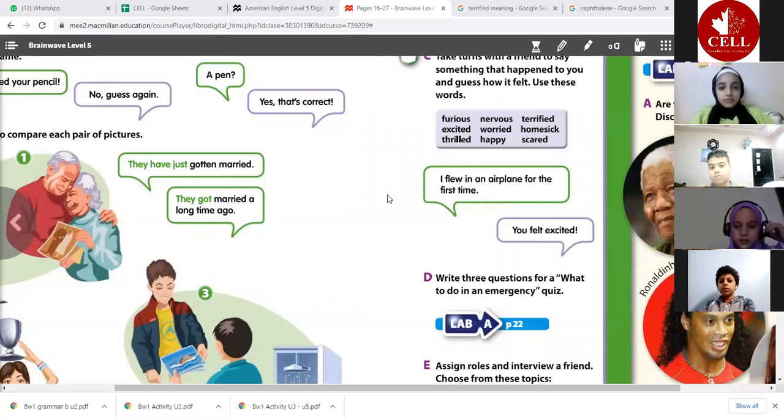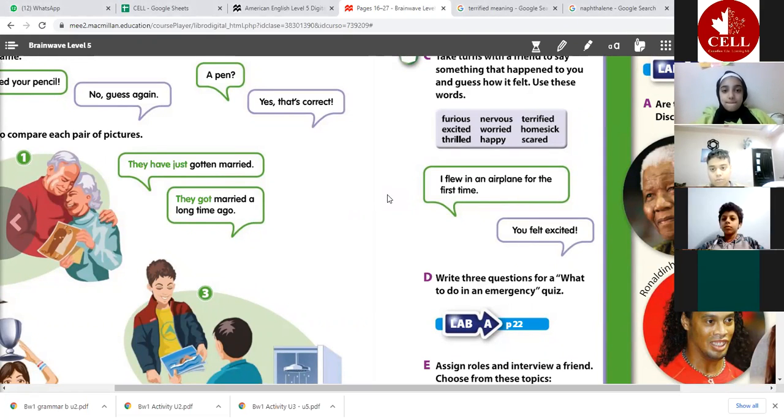Fine. So the next word, terrified, again, like for example, the thought of a plane crash terrifies me. Or the thought of yesterday's plane crash terrified me. Okay. Next one is excited.